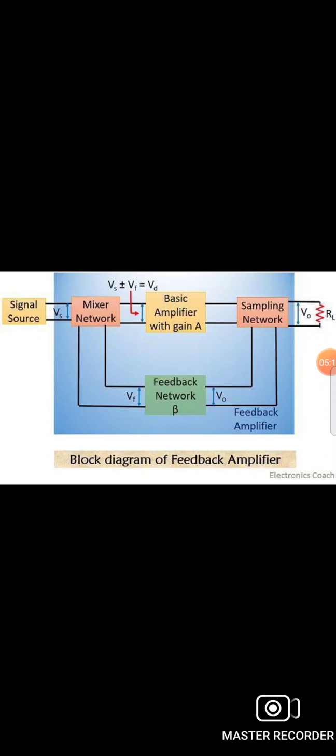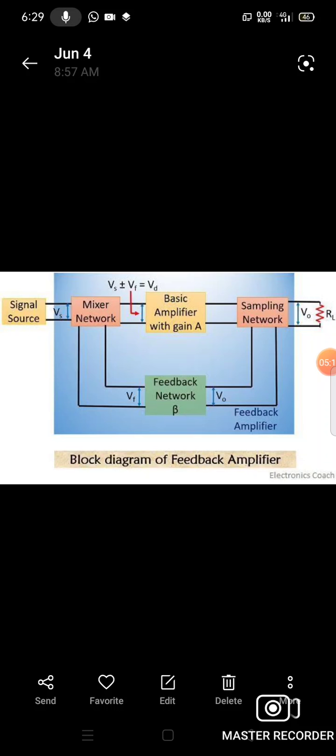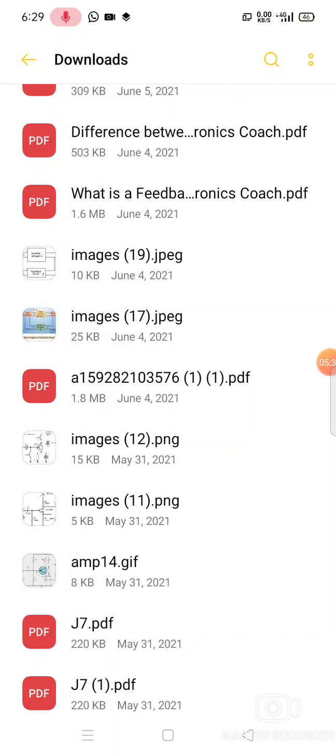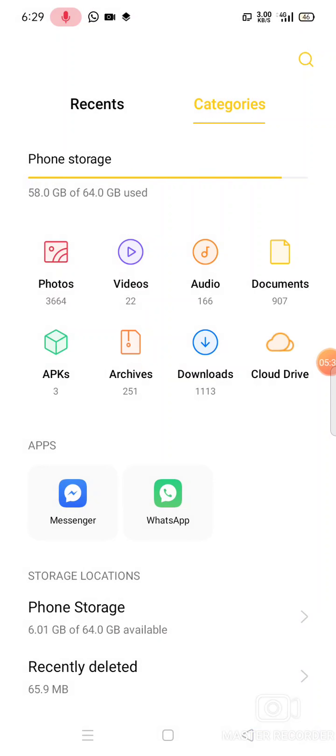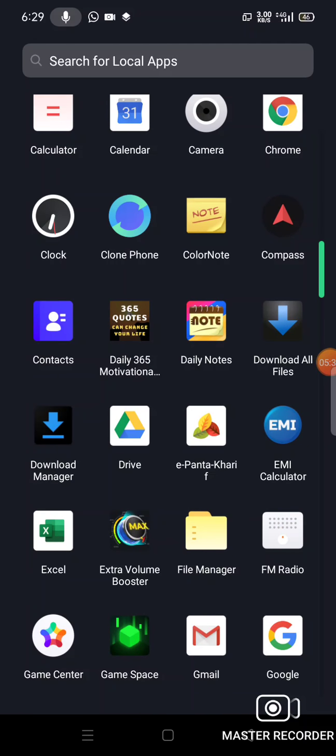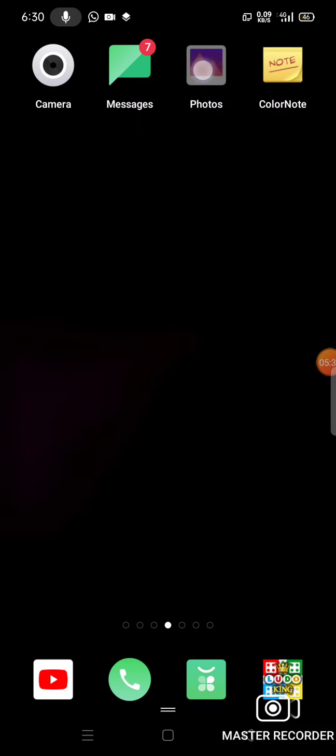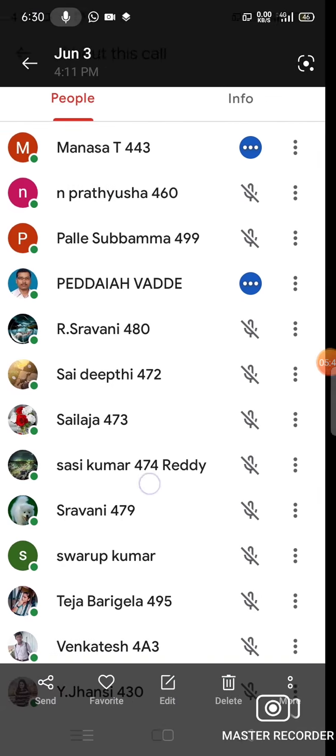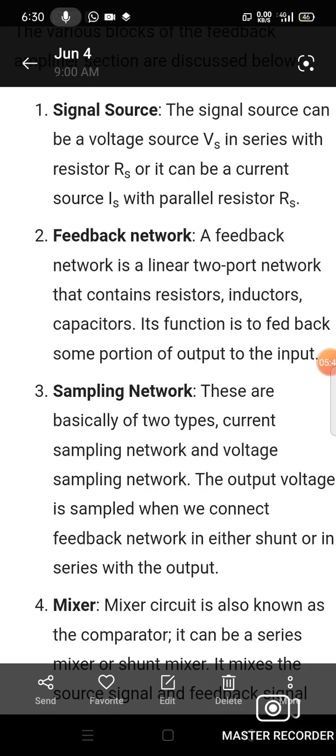And first we have to know about all the blocks. What is the mixer network, right? What is its function? What is the basic amplifier, what is the feedback network, and what are the sampling network functions? Yes. Now we have the four blocks of the block diagram functions here.